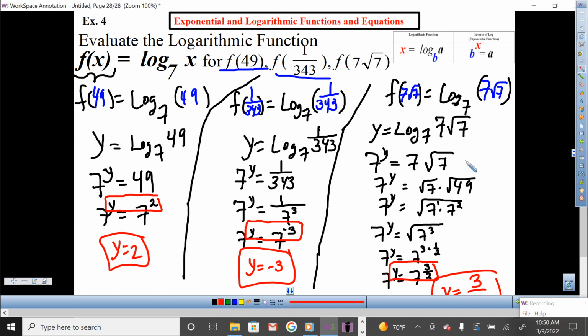Now let me show you a shortcut. You guys want to know the shortcut? Look at this one right here. Let's say this step, instead of doing all this, isn't this 7 times square root of 7? Or 7 to the first times 7 to the 1/2. So what is 1 and 1/2? Very good. 7 to the 1.5, or if you want to change that in fraction form, 7 to the 3/2.